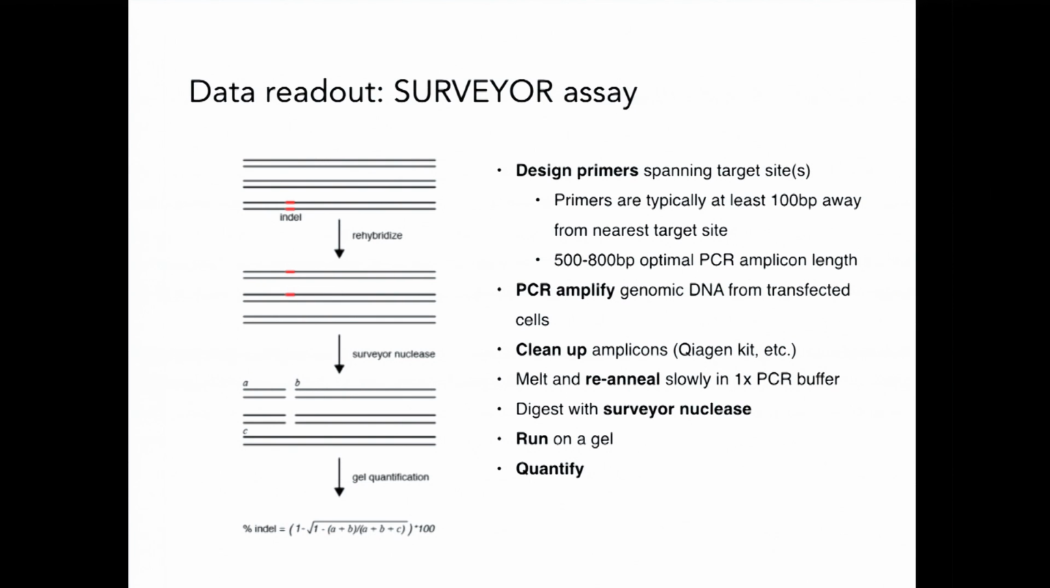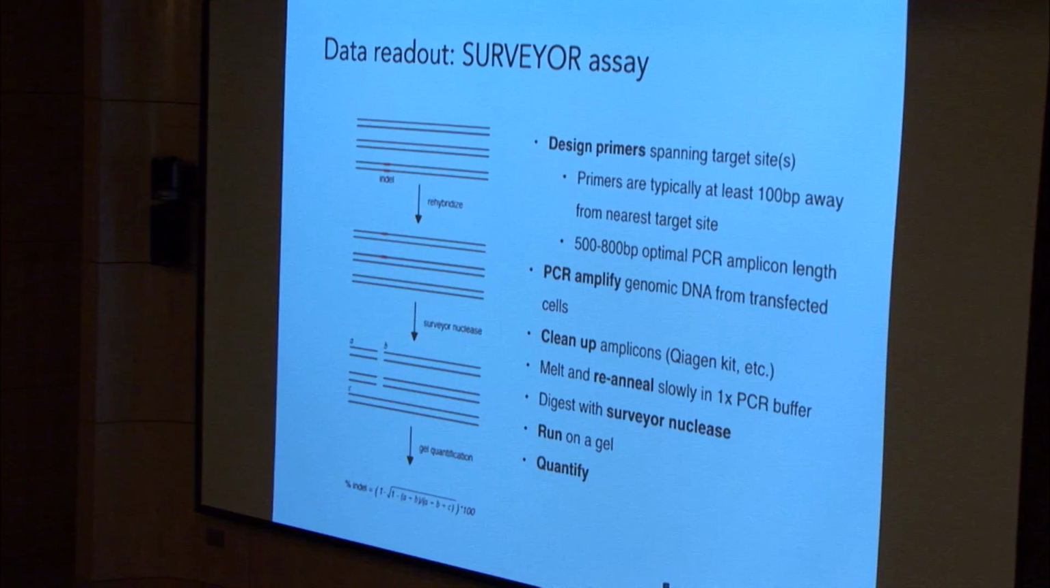You melt and re-anneal slowly in a salt-containing buffer. What happens is, let's say you have 3 amplicons, and when you rehybridize them, it's possible that some of these indels can rehybridize with a wild-type version. So this indel is mismatched with this wild-type version. And again, that Surveyor nuclease is able to recognize those and cleaves those fragments. After this is cut, you run it out on a gel and you quantify it.